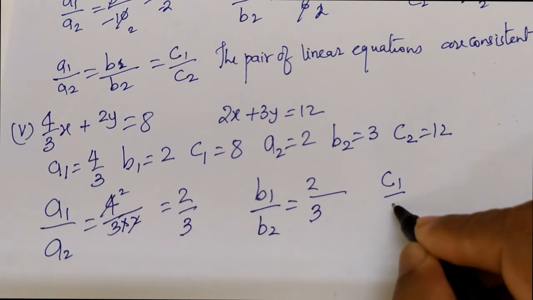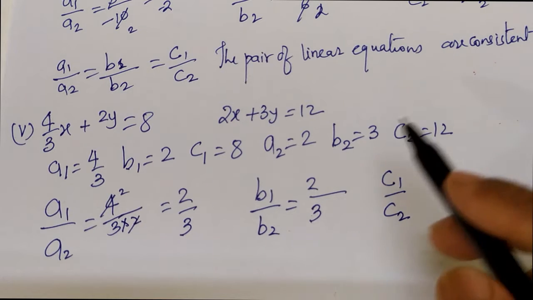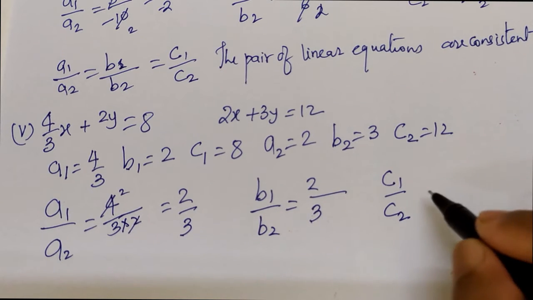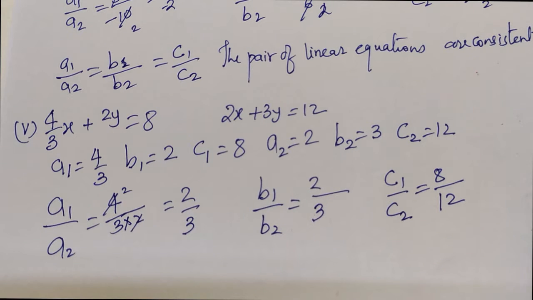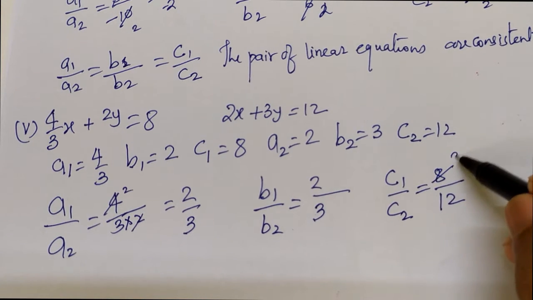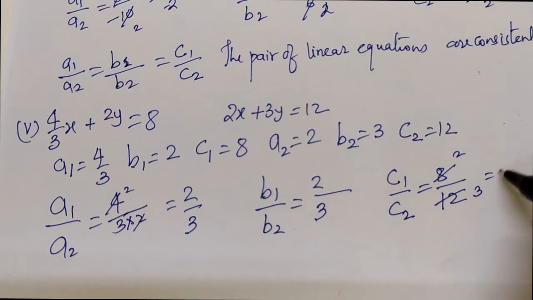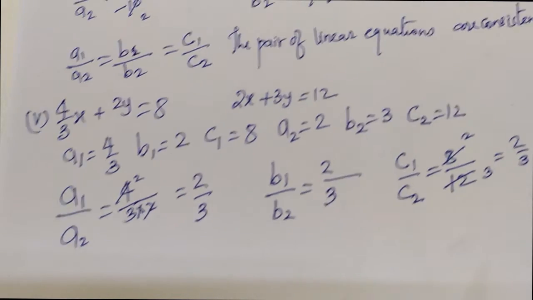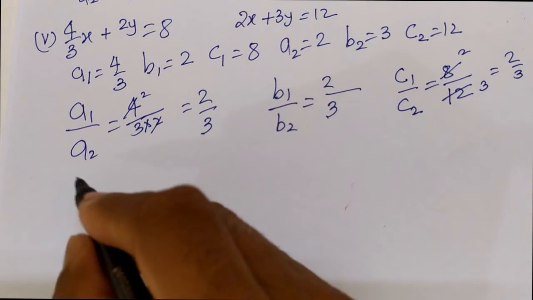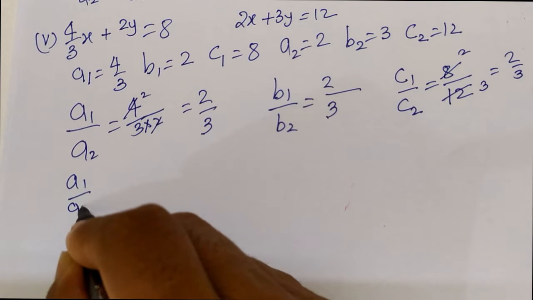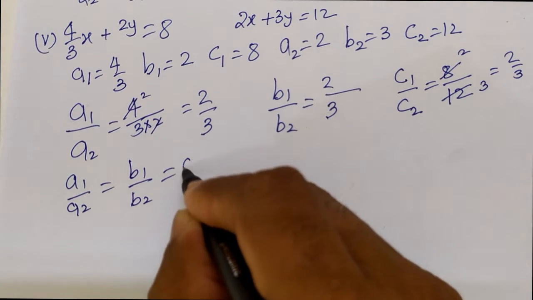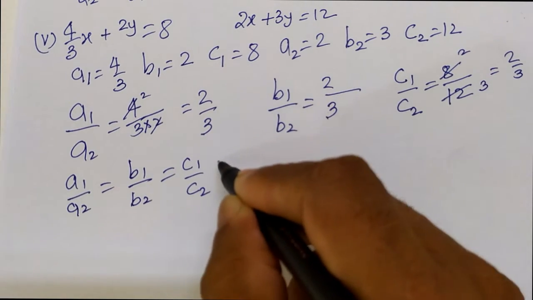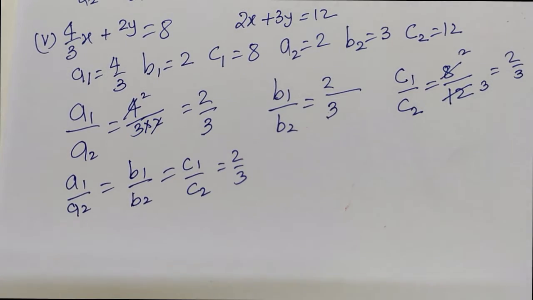We will check C1 upon C2. What is C1? It is 8 and this is 12. So 4 to the 8, 4 3 the 12. So it is 2 upon 3. We see that A1 upon A2 is B1 upon B2 is C1 upon C2. How much is it? 2 upon 3.